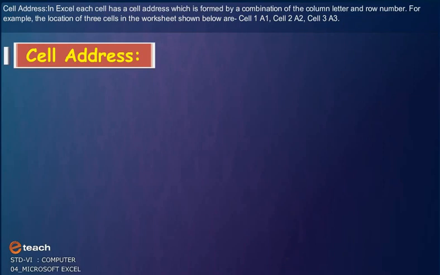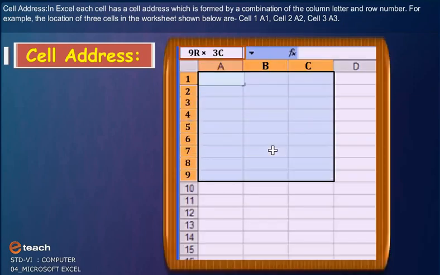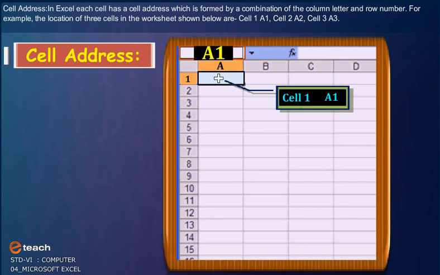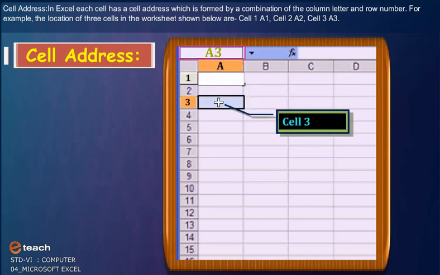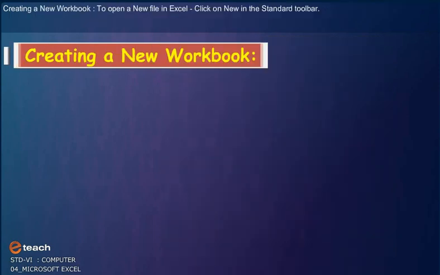Cell address. In Excel, each cell has a cell address which is formed by a combination of the column letter and row number. For example, the locations of the 3 cells in the worksheet shown below are Cell 1, A1; Cell 2, A2; Cell 3, A3.